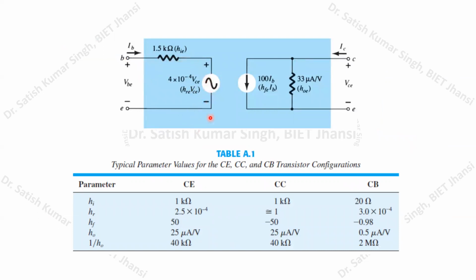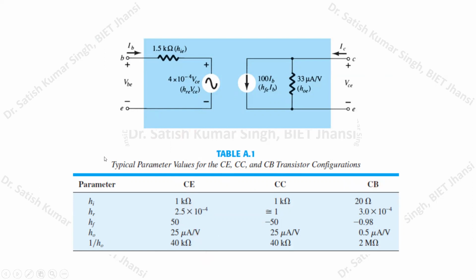hybrid model. I have taken these typical parameters in common emitter, common collector, and common base. Whatever I have explained is for the common emitter. You can similarly calculate the same thing using the other configurations, common collector and common base. So here you can see the typical parameters of the transistors.